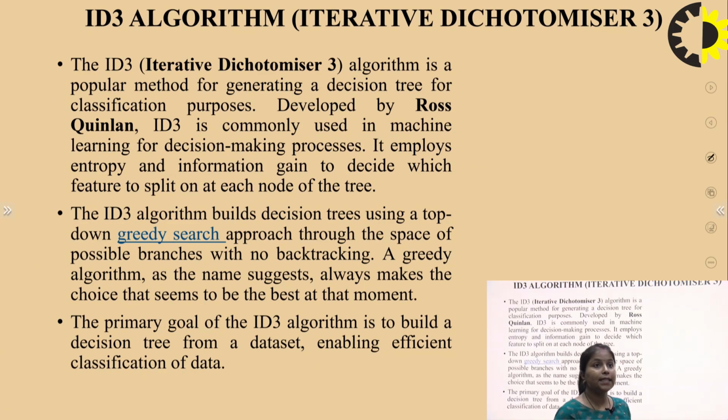So the ID3 algorithm is a very important topic of machine learning. The ID3 algorithm, also known as the Iterative Dichotomiser 3 algorithm, is a popular method for generating a decision tree for classification purposes. ID3 was developed by Ross Quinlan and is commonly used in machine learning for the decision making process, and it employs entropy and information gain to decide which features to split on at each node of the tree. So in the ID3 algorithm, first we calculate the entropy and after that we calculate the information gain.